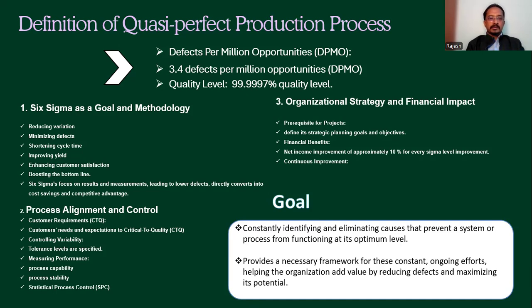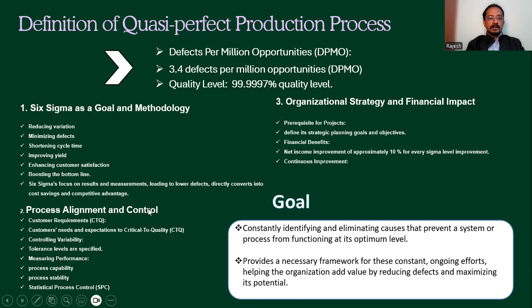It's nothing but your revenue, right? Six Sigma always focuses on results and measurements, right? It's not storytelling. Everything is a statistical measurement. You're going to see how the improvement is happening, right? It is moving towards lowering the defects and directly converts into cost saving and competitive advantage, right? If you start incorporating these techniques into your process, very specific to your process, you are going to compare in your organization how you're doing better compared to your competitors, right?